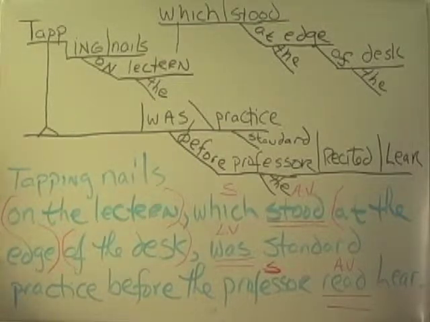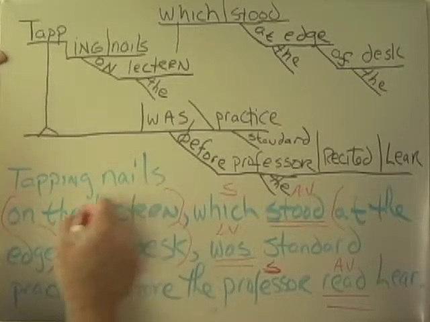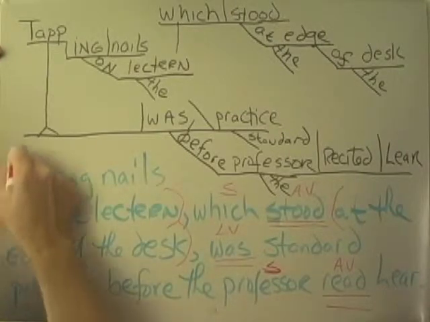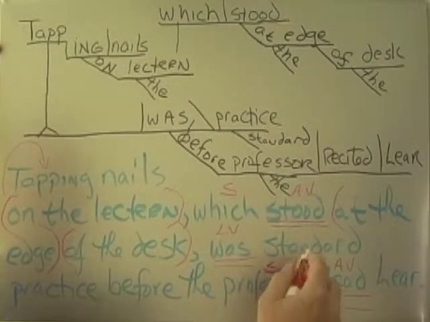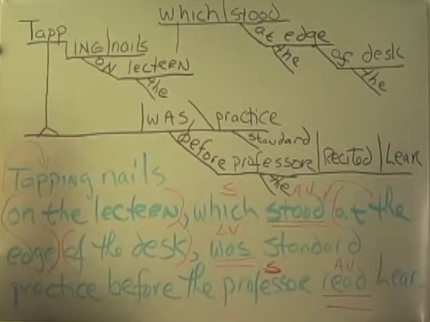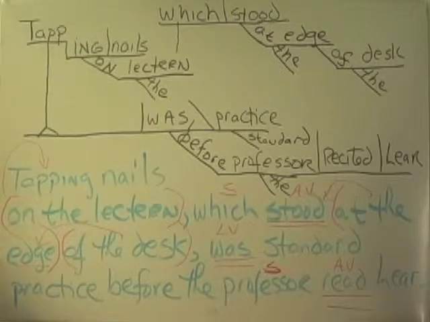I also like to show what the prepositional phrases modify. The entire prepositional phrase as a whole, on the lectern, is talking about tapping on the lectern. Where are you tapping? That's adverbial. Which stood at the edge, where it stood, at the edge, this prepositional phrase is adverbial. Of the desk is modifying just the object. I'm going through this quickly because I'll do this in a bit more considered fashion as we move into the sample sentences. I'm just trying to show you my methodology here.